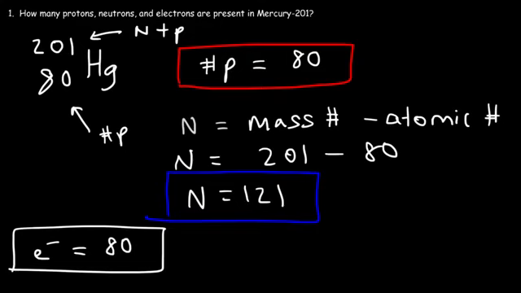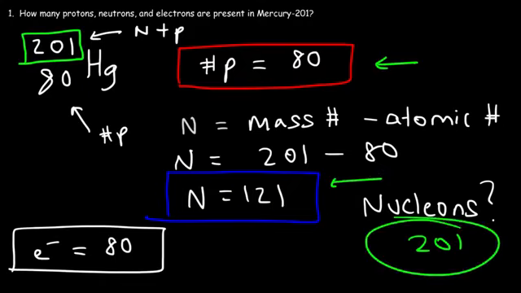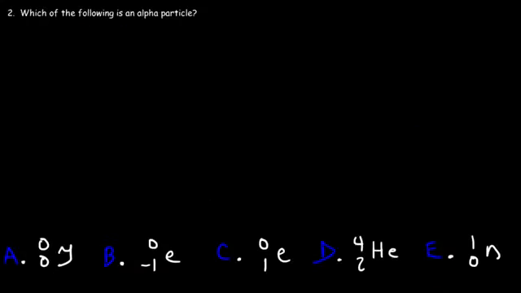Now, how many nucleons are present in Mercury 201? Nucleons are the subatomic particles in the nucleus, such as protons and neutrons. So the mass number tells us how many nucleons are present, so it's 201. We have 80 protons and 121 neutrons. If you add that up, that gives you 201 nucleons.